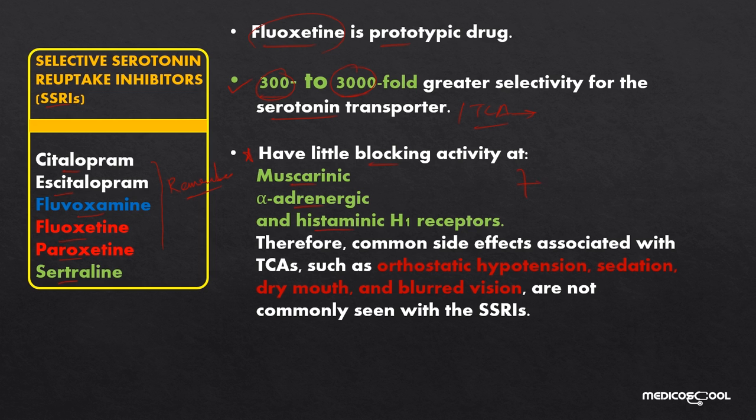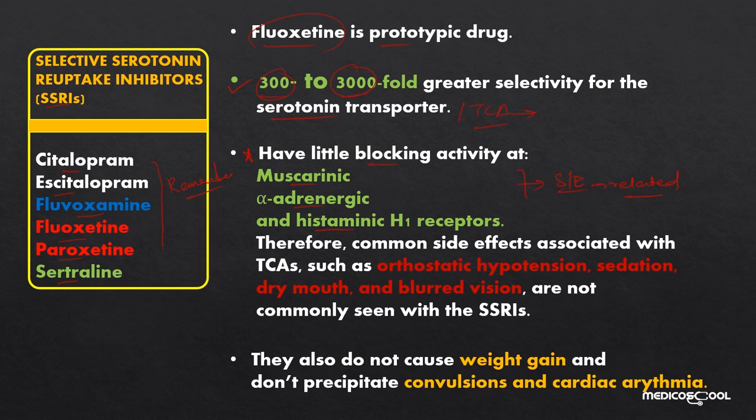And the important and good point is that all of the side effects related to such kinds of receptors will not be present in the SSRIs, like orthostatic hypotension, sedation, dry mouth, and blurred vision. They are not present in the SSRIs in contrast to TCAs, which have all of these side effects. And the fourth important point is that they do not cause any weight gain, and the CNS and CVS related side effects like convulsion and cardiac arrhythmia. So all of these important and good points make the SSRIs the first line drug for depression.